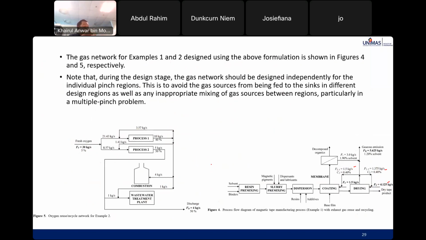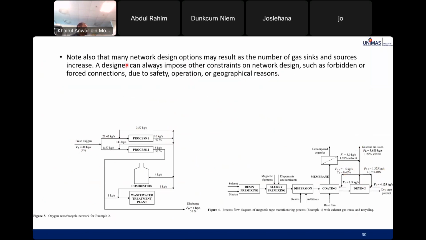So this is the revised PFD after they conduct the network design. Note also that many network design options may result as the number of streams and sources increase. Designers can always impose other constraints on network design, such as forbidden or forced connections due to safety questions.